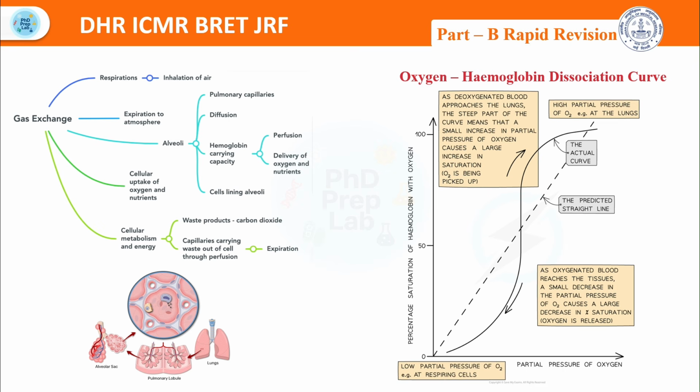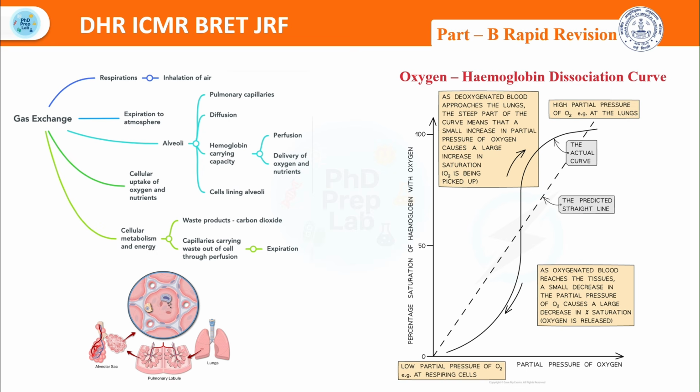Then at the other phases, you can see which action is responsible for which shape of the graph. In the lower arrow, you can see that as the oxygenated blood reaches the tissues, a small decrease in the partial pressure of oxygen causes a large decrease in the saturation, which is when the oxygen is released.